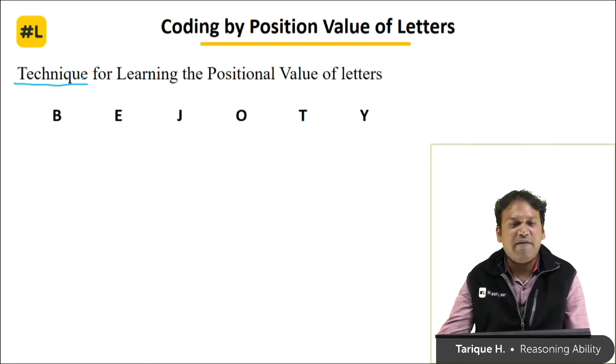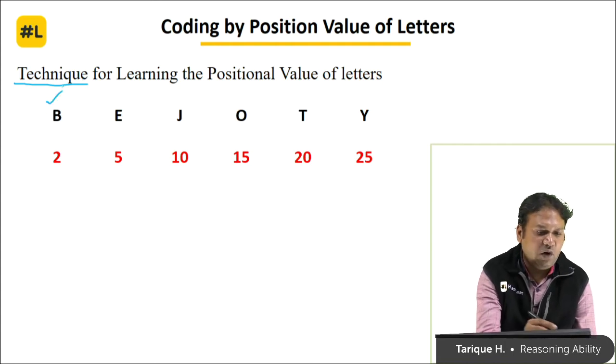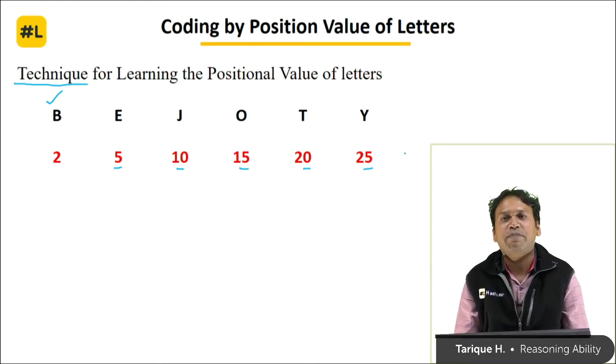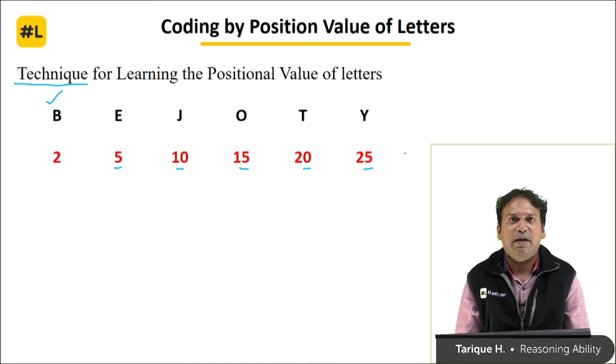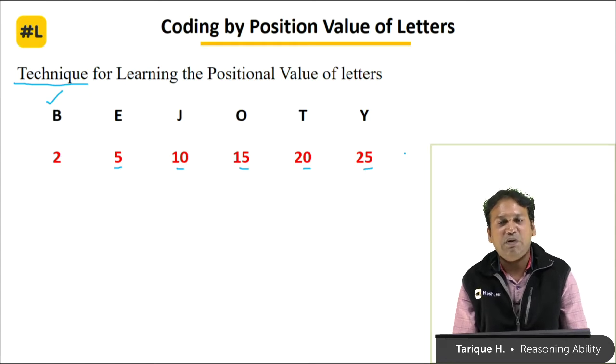So what is the positional value of each of these letters? Let us see. So B is 2, E is 5, J is 10, O is 15, T is 20, Y is 25. That means that B is 2, after that all of these numbers are multiples of 5: 5, 10, 15, 20, 25. So no need to memorize separately, you know E is 5, B, E, J, O, T, Y, 5, 10, 15, 20, 25. If I know J is 10, I can say L is 12. You understand that, right? I is 9. So what is R equal to? T is 20, so R is 18. What is P equal to? O is 15, so P is 16.